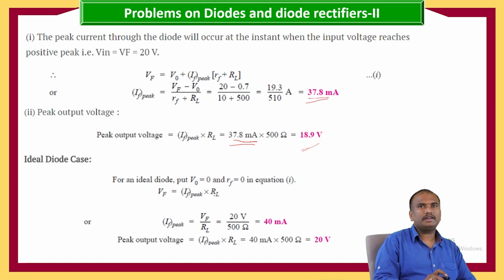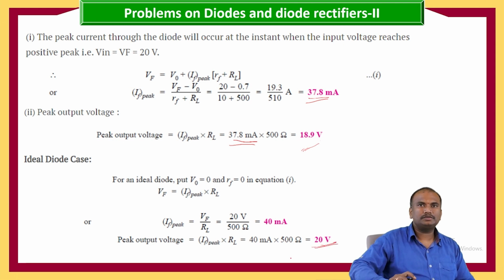For the ideal diode case, we take the Rf value as 0, that is, we need to place the V0 value as 0. So Vf is equal to I peak into RL, where I peak is equal to Vf by RL, that is 20 by 500 ohms, which is equal to 40 milliamperes. Here the peak output voltage is equal to I peak into RL, which is 40 into 500 ohms, that is equal to 20 volts.